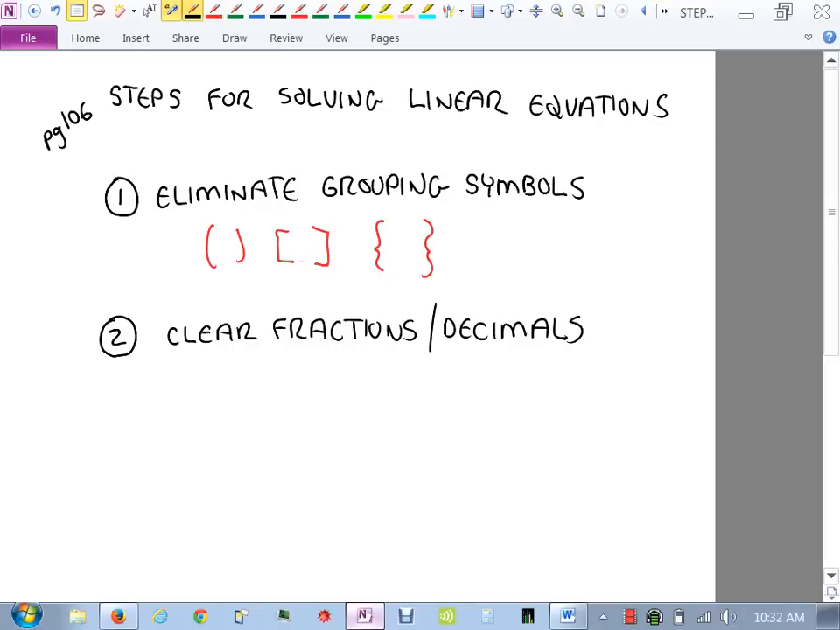Most likely to clear fractions and decimals, it's going to require that we multiply both sides by something. So I'll put that under here also. We're usually going to multiply or divide both sides of the equation by something.